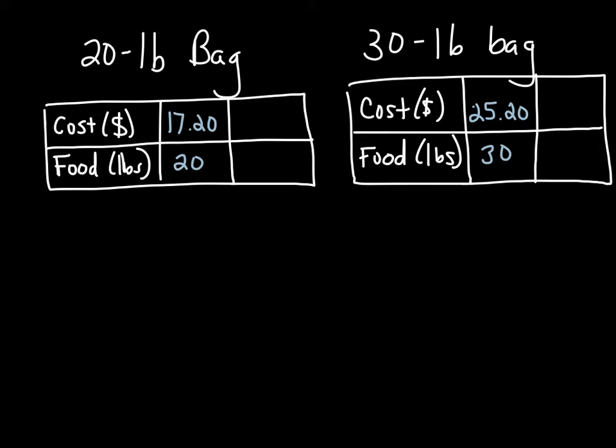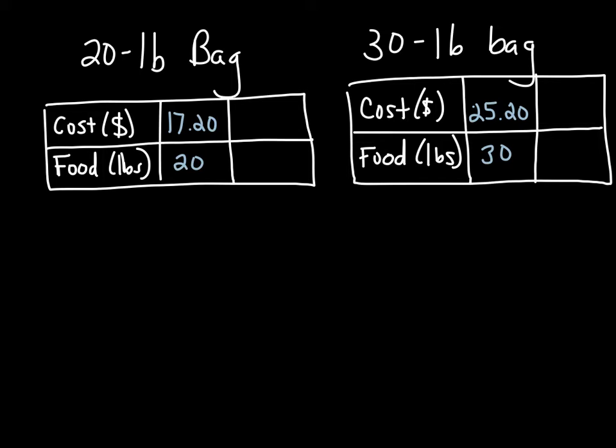When we set these ratio tables up, remember that it's really important to put the amount for the cost on top and the unit that you're measuring by, in this case, pounds of food, on the bottom. And so in both tables I've got it set up that way, and the $17.20 is what it costs for the 20-pound bag, $25.20 is what it costs for the 30-pound bag.